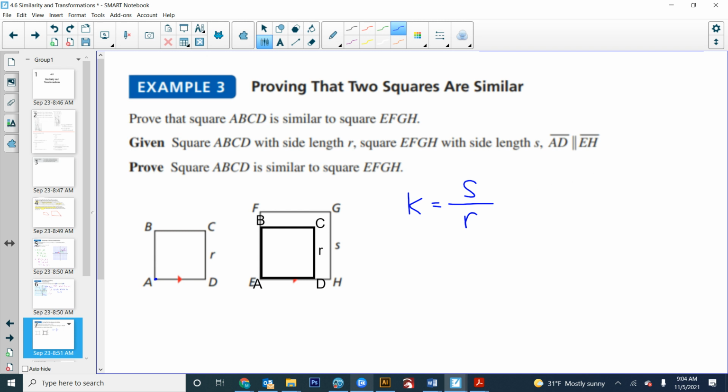Does that make you angry? I could see some people getting angry. They're like, Mr. Westphal, I thought a scale factor was a number. Well, yeah, but do you agree? Whatever S is and whatever R is, you would do S over R. New divided by original.